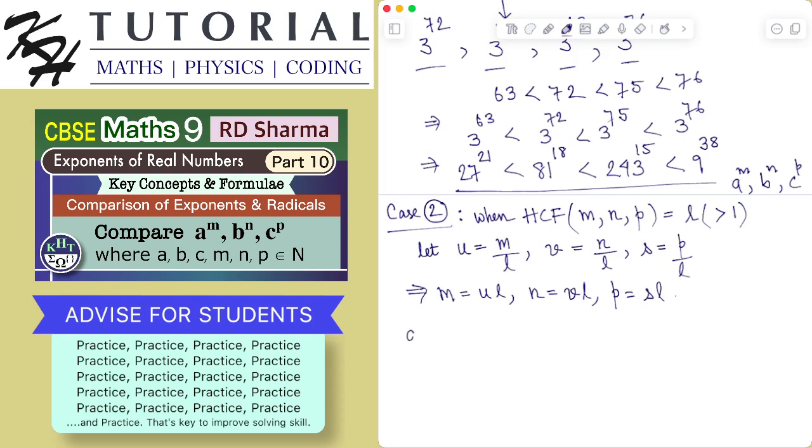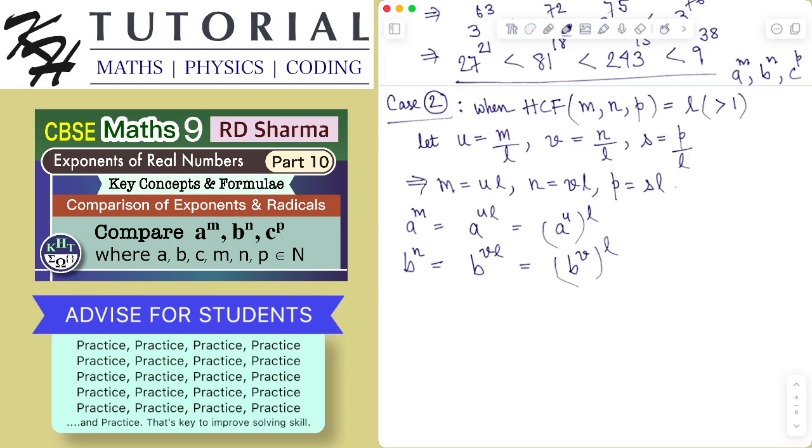So the given numbers become: a to the power m becomes a to the power UL, which is equal to a to the power u whole raised to the power L. The number b to the power n becomes b to the power VL, which I can express as b to the power V whole raised to the power L, and the number c to the power p is equal to c to the power SL, which can be written as c to the power s whole raised to the power L.